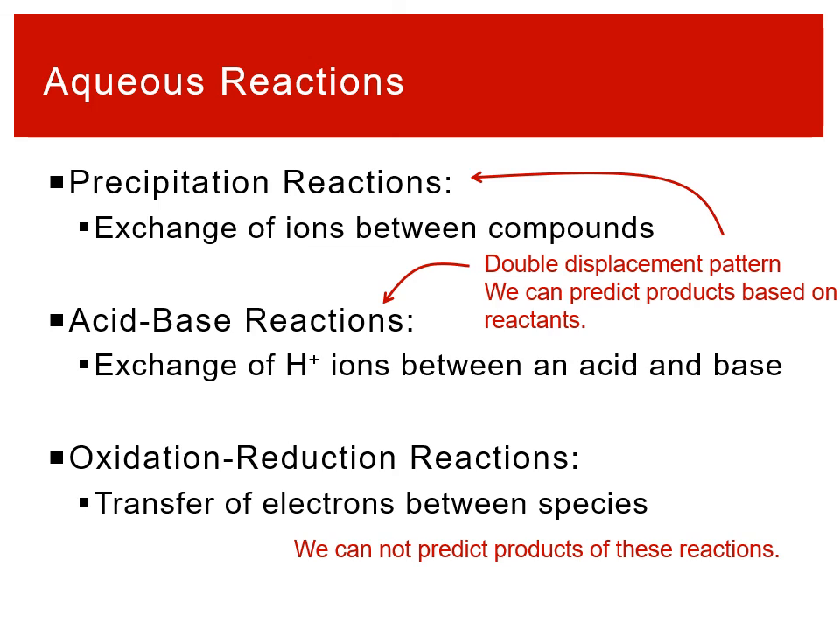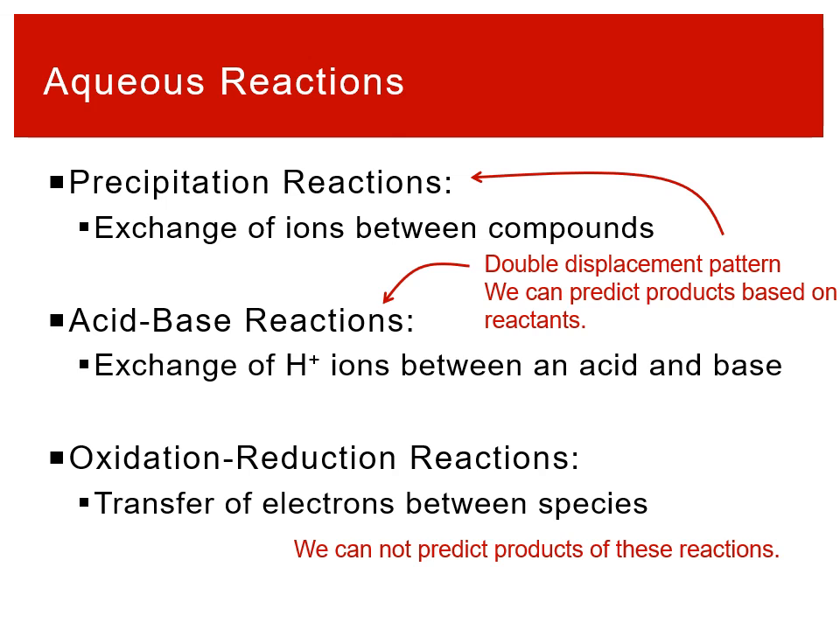Those are the 3 types of reactions that we can do. It's been a lot, but we started with precipitation reactions, where you exchange ions between compounds, you form a solid. Acid-base reactions, exchange of H+ ions between acid and base, you make a water and a salt. Importantly, both of those reactions follow that double displacement pattern, which enables us to predict their product. You can predict the products of those reactions.